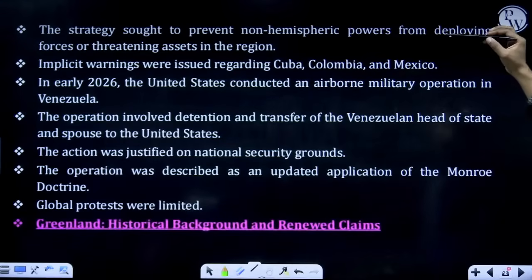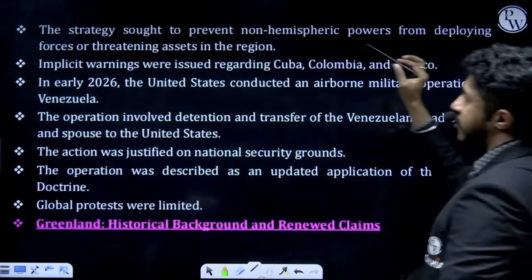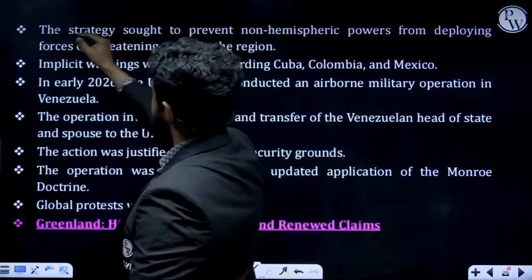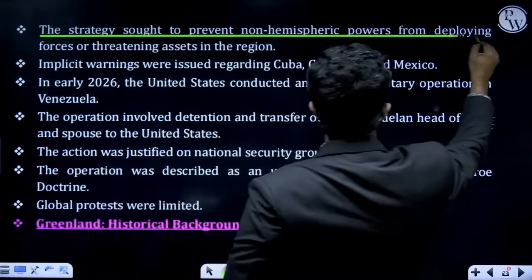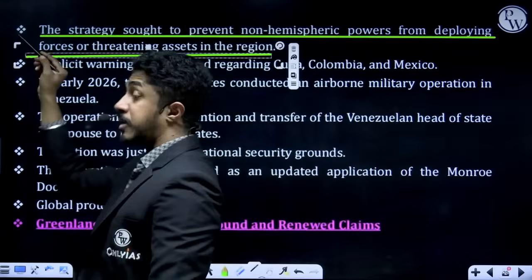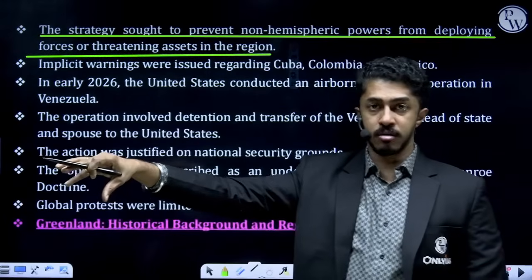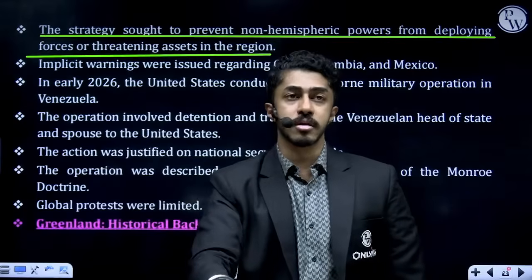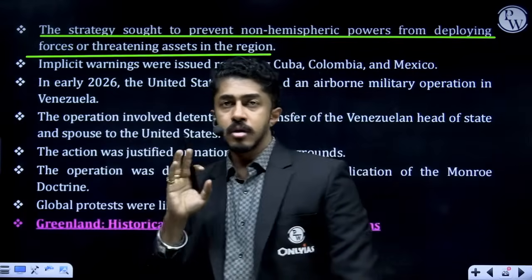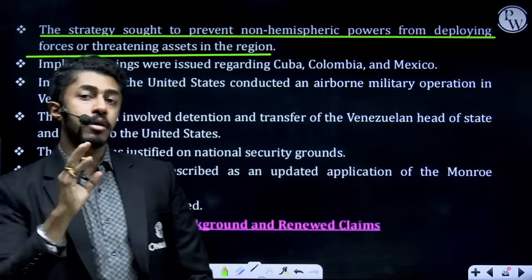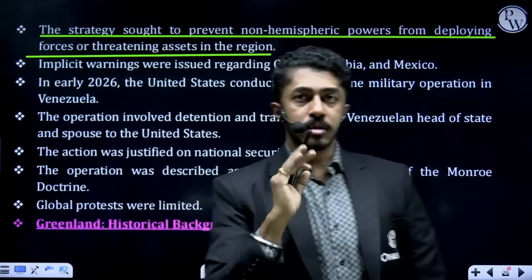The strategy sought to prevent non-hemispheric powers from deploying forces or threatening assets in the region. This is the main point here. So the national security strategy's main purpose is what? Main purpose is if you're not from that region, we won't allow you to exert your dominance here. Got the point? We won't allow your dominance here. That is the logic.